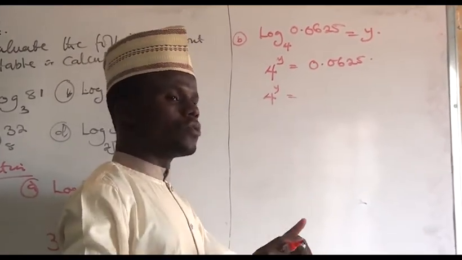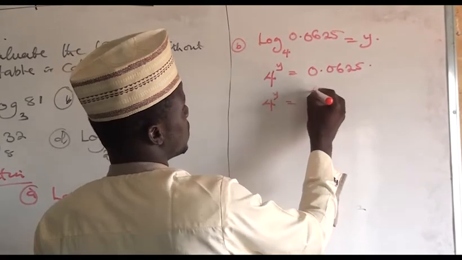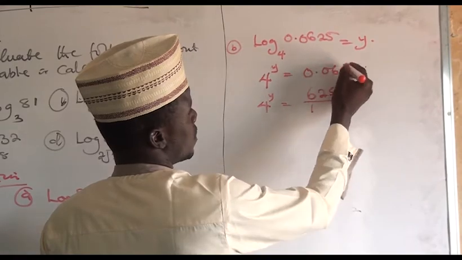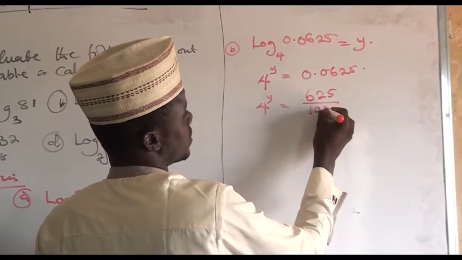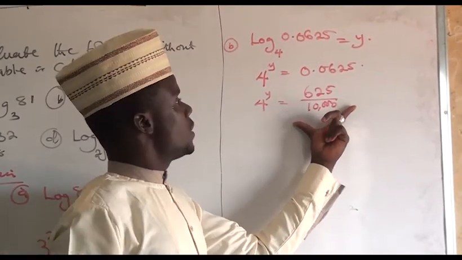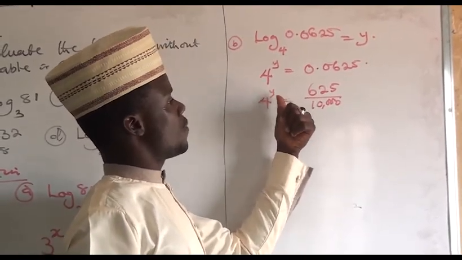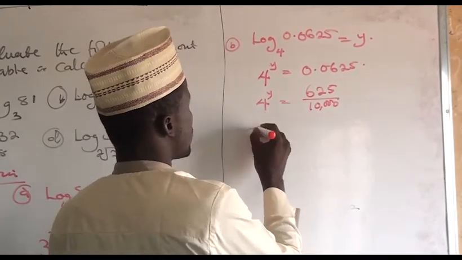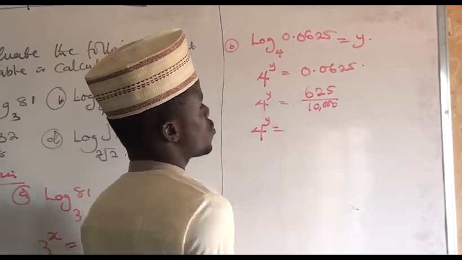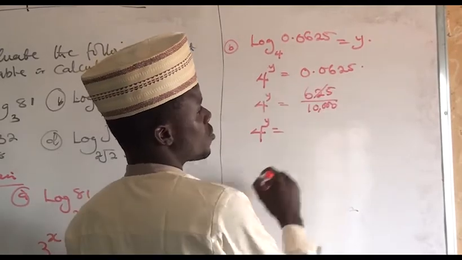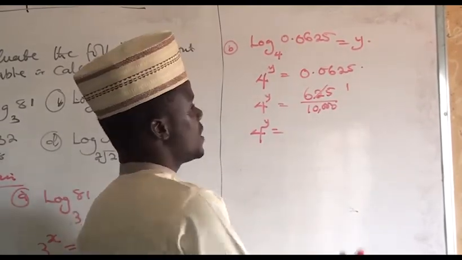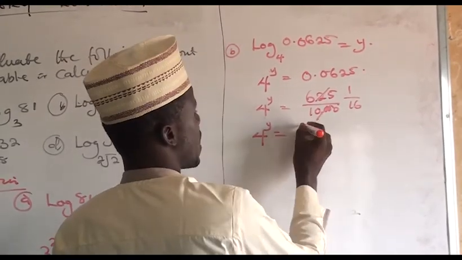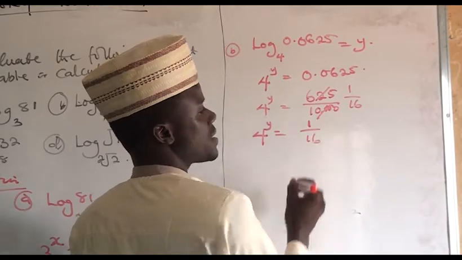So now here we have 4 to the power of y equals this 0.0625 in indices. You have to convert it to the form of a fraction. That is, we have to say 625 all over 10,000. So now here we have 4 to the power of y equals 625 divided by 10,000. 625 into 625 goes 1 time, then into 10,000 is going to be 16 times. So here we have 1 all over 16.